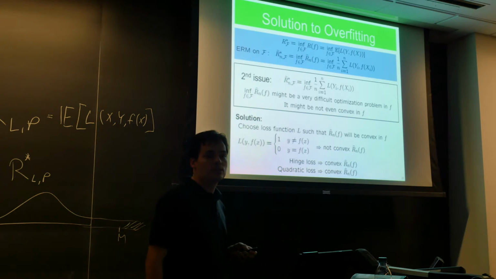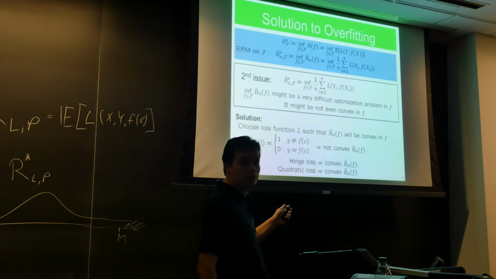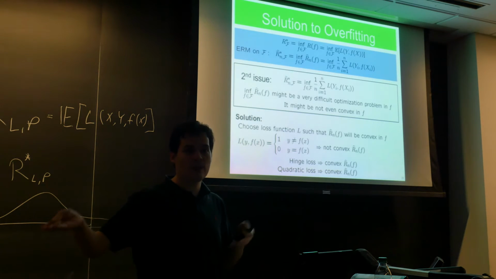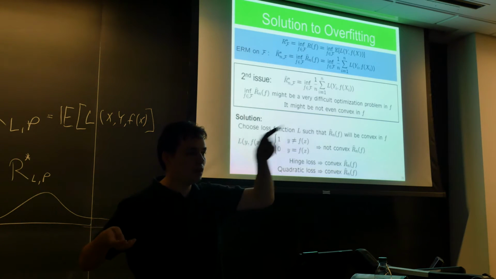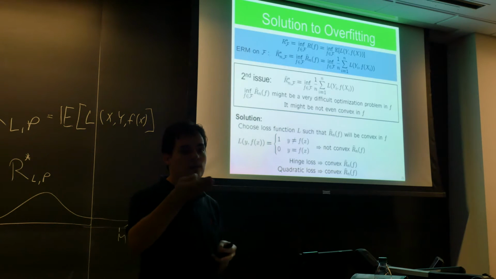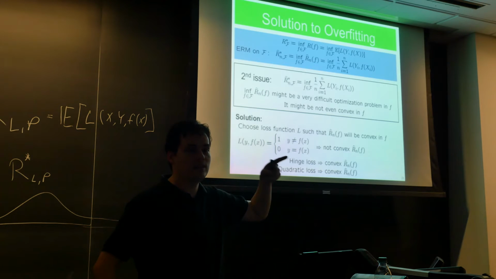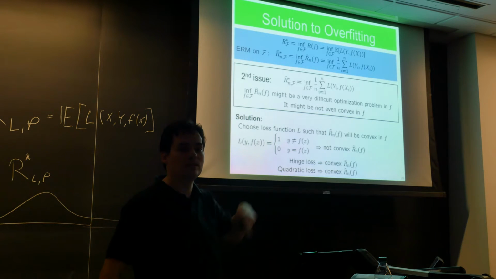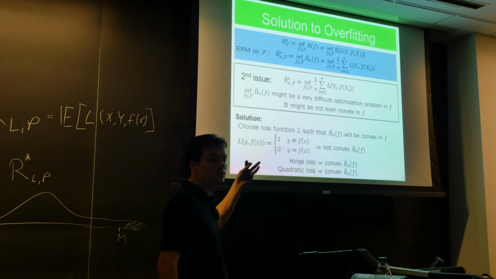Does it make sense? Depending on the loss function you use, your problem can be either convex or not convex. If you just have the 0-1 loss, then your problem wouldn't be convex. What we did in, say, support vector machines, is that we replaced the 0-1 loss with hinge loss, right? And then at least this problem will be convex for you.